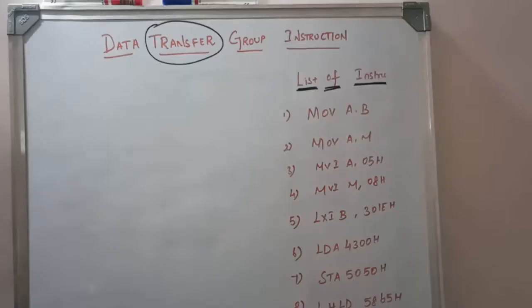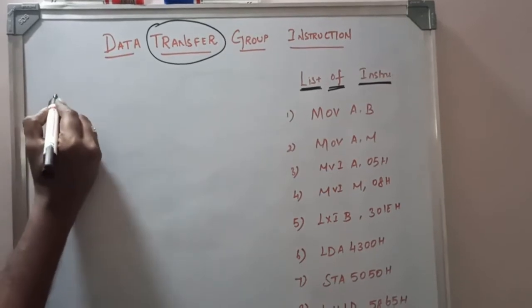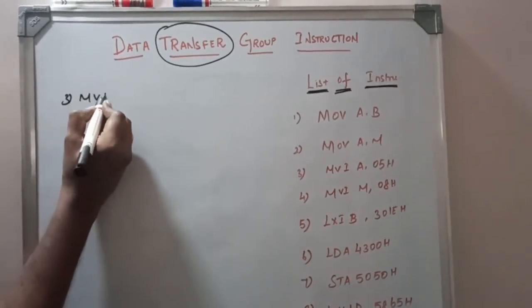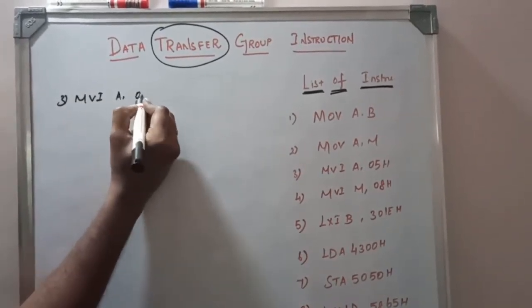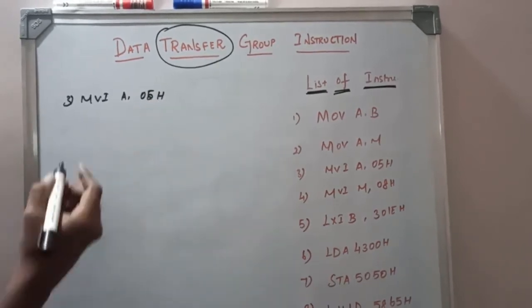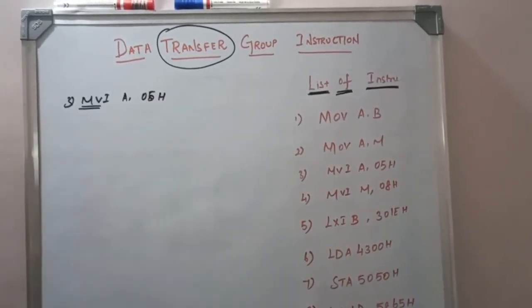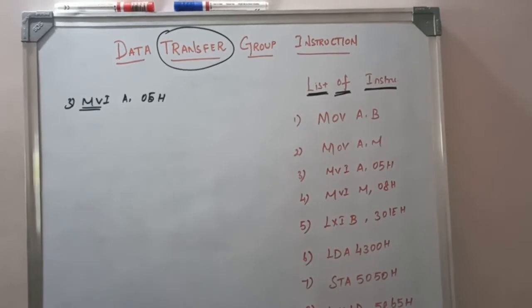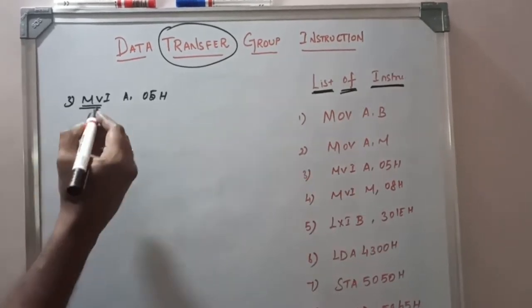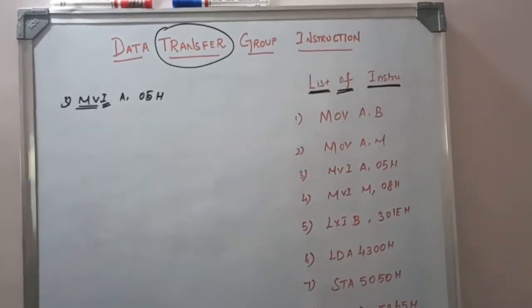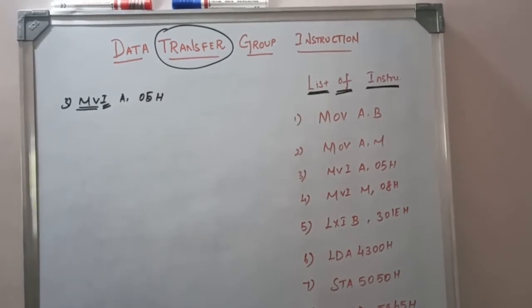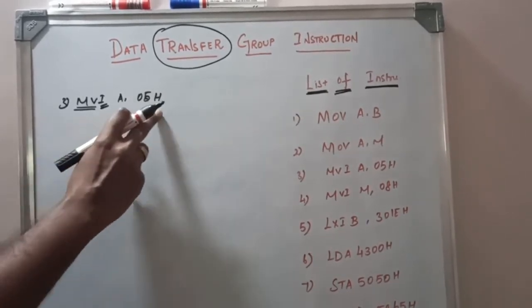Okay. Next, third one, MVI A comma 05H. So this MV represents move: move the content from source to destination. The I represents the immediate value, so in the instruction itself you can pass the immediate value.